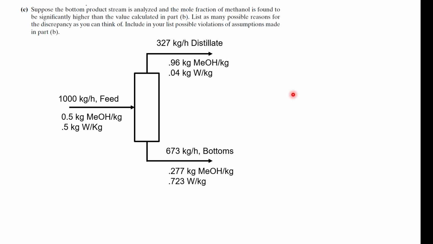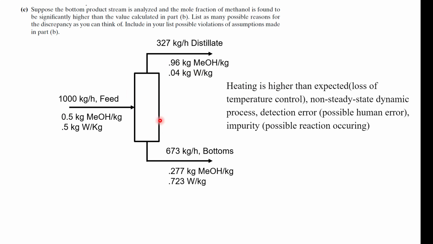Okay, so outside the box, well, what could possibly be going on? You know, maybe there's some error, maybe there's some issues in the distillation column. So this is what I came up with. The distillation column uses heating to separate the product from the bottom stream. So perhaps the heating is higher than expected, or lower than expected, and there's a loss of temperature control. Okay, one of the classes you have to take in chemical engineering is process control. So how do you optimize your processes so that you get the desired outcome that you want?